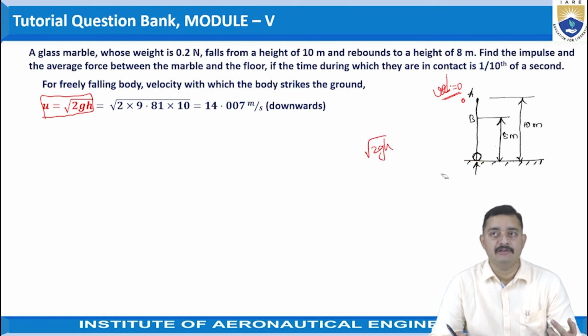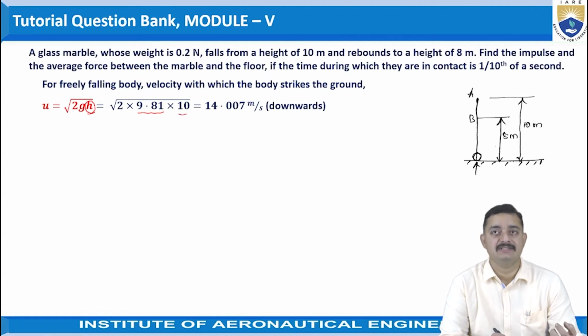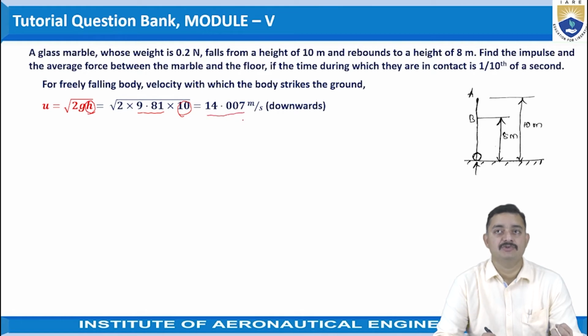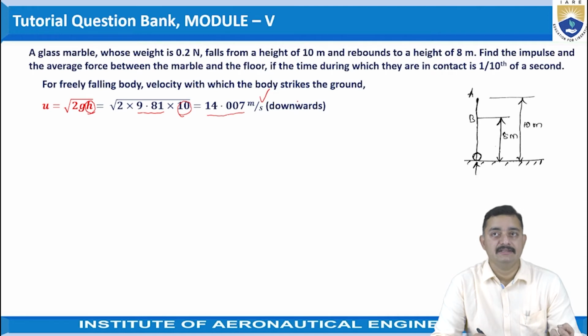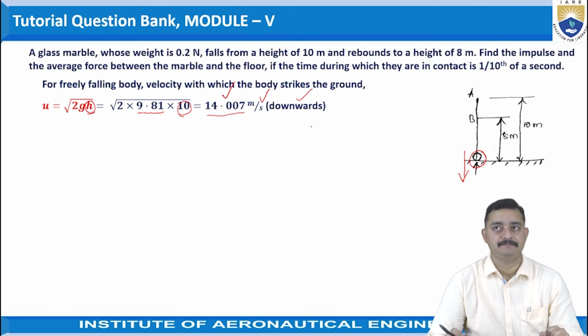So, when you substitute the values in the equation under root 2gh, the g value is 9.81 and the height to which the marble has traveled, that is the distance, is 10 meters. So, overall the value would be 14.007 meters per second, and this is traveling downwards. That's the reason the velocity is given in the downward direction. So, the downward velocity at this point is taken as 14.007 meters per second.